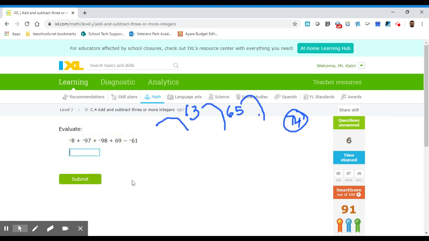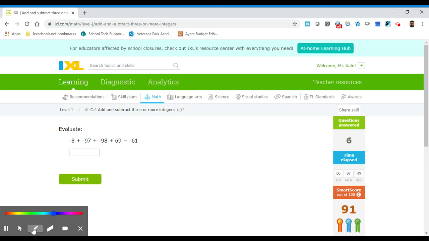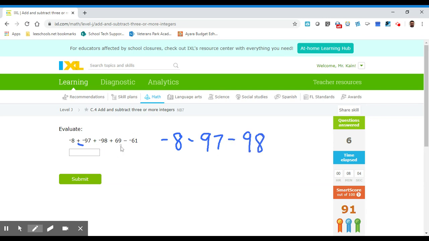Let's do one more, since that one was not as challenging as maybe this one right here. So we have -8 plus minus, which means minus 97. Then we have plus minus, which means minus 98. And then we have plus 69. And then we have minus minus, which is plus 61. So let's go left to right.